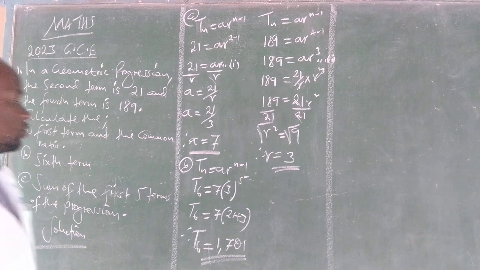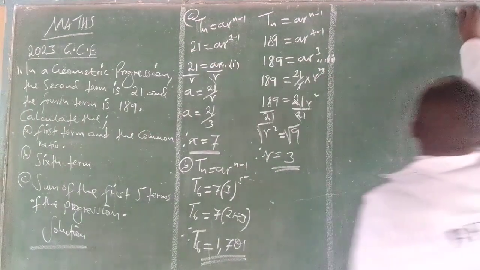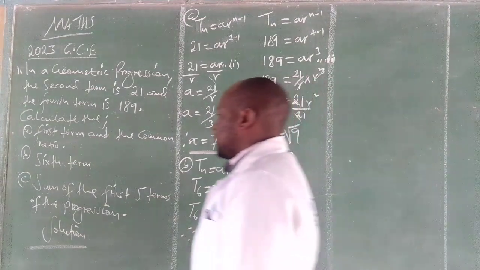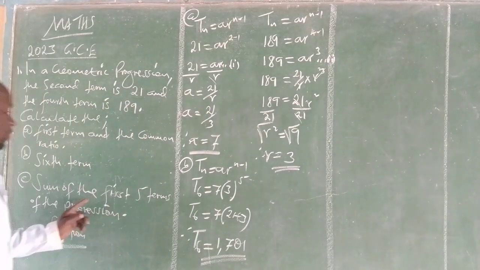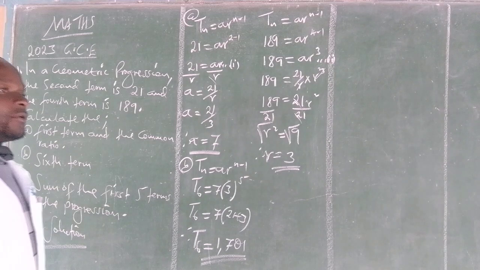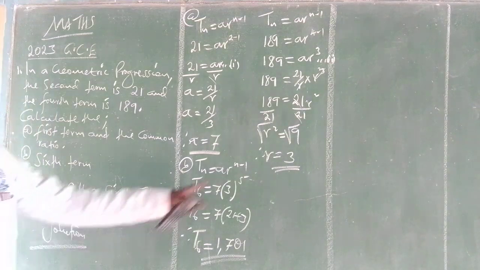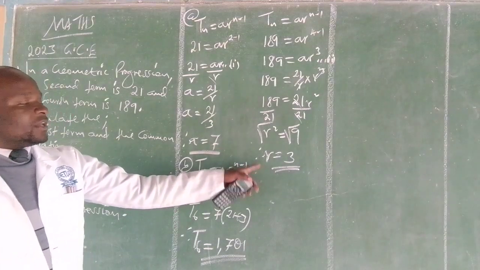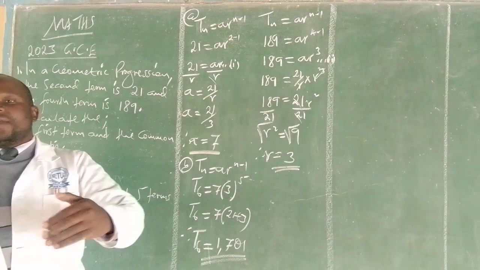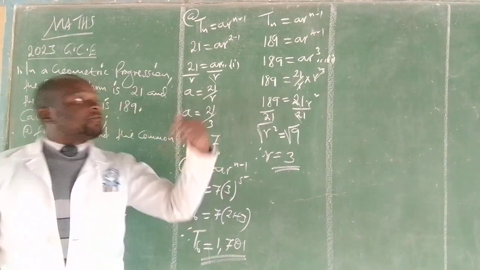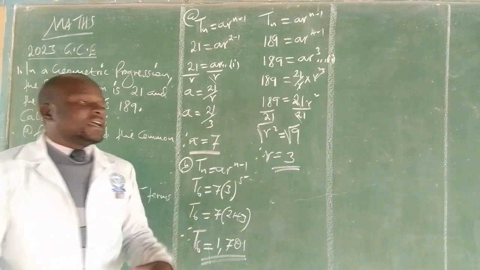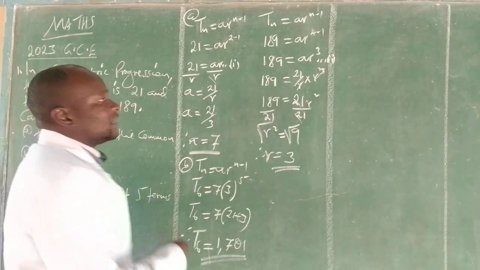Then shall we go to question C, where we are required to find the sum of the first 5 terms of the progression. To find this, we look at our common ratio. The common ratio in this case is bigger than 1. So if the common ratio is bigger than 1, in our formula for the sum, we use the one with r on the left and the 1 on the right.